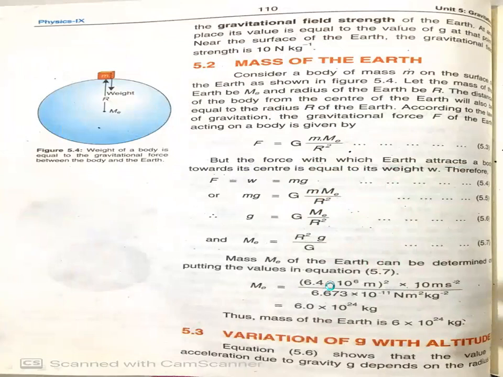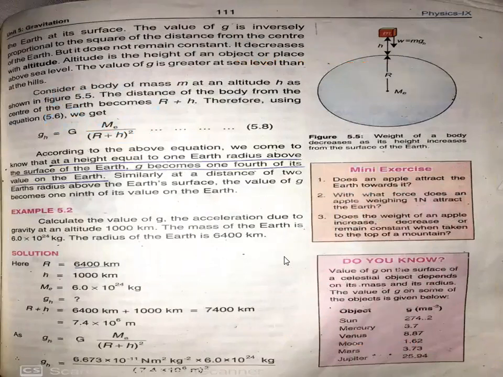He has written this in kilometer, so 6400 kilometer. If you convert this into meter, what will you do? Multiply by 10 power 3. This will be 6.4 into 10 power 6 meter. So the radius of the earth is 6400 kilometers. The mass of the earth is also given to me, which is 6 into 10 power 24.